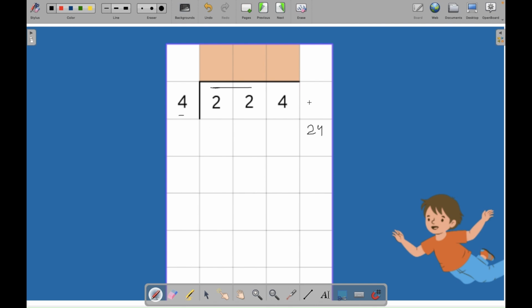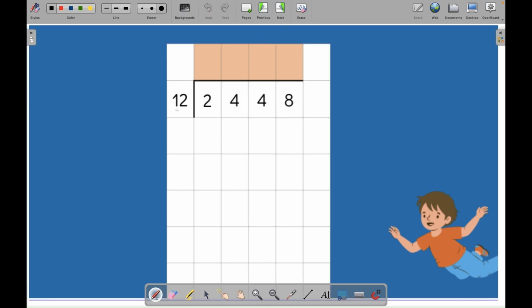The smaller number than this is 20. So 4 fives are 20. We'll write 4 fives are 20. 2 comes down. Next, we'll drop this 4. Right? So this becomes 24. So 4 sixes are 24. Again, we get 0 as the remainder.